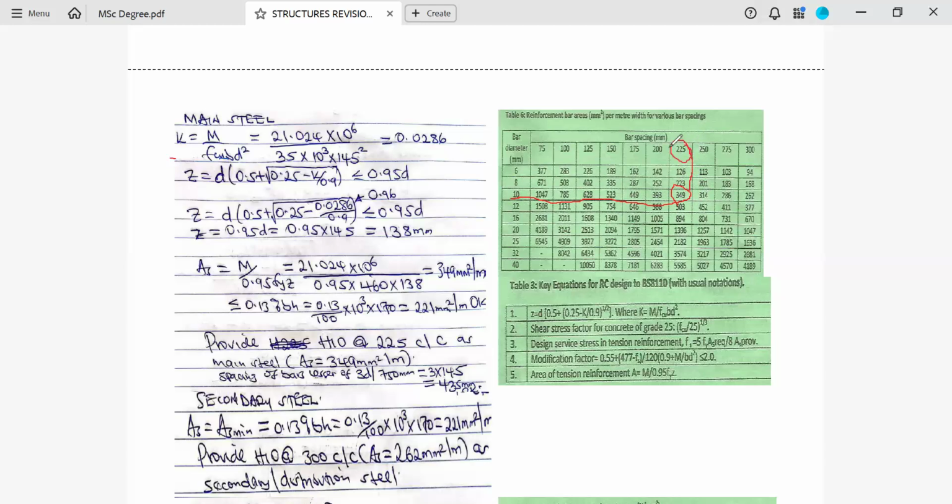So if it is reinforcement for slab, you must state the diameter and the bar spacing. So for this case, it is exact. We provide H10 at 225 center to center as main steel. Area of steel from the table, we get 349 millimeter square per meter. But we know spacing of bars will be the lesser of 3d and 750 millimeter. Whichever is less, the spacing we provide should not exceed the smaller of the two. For this case, the smaller one is 3d: 3 times 145 is 435, because 750 is bigger. Now our spacing should be at most equal to 435. But our spacing is 225, which is very much okay.